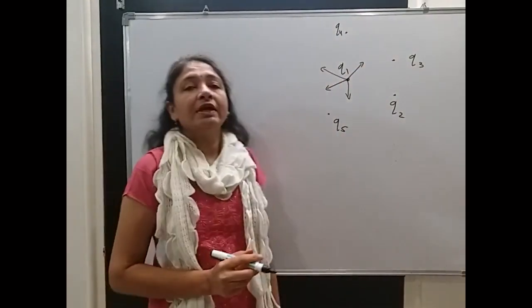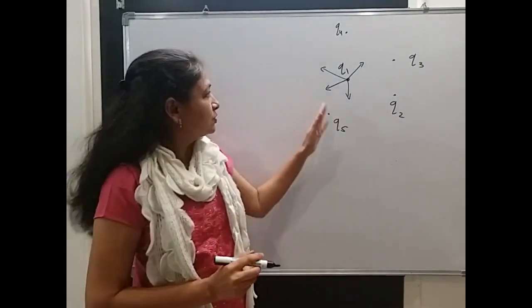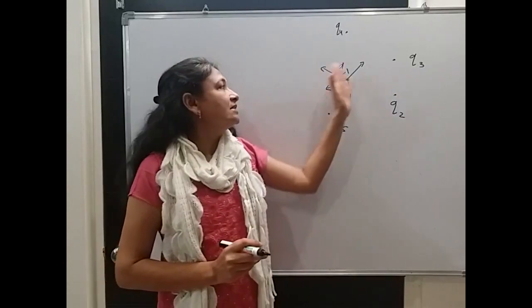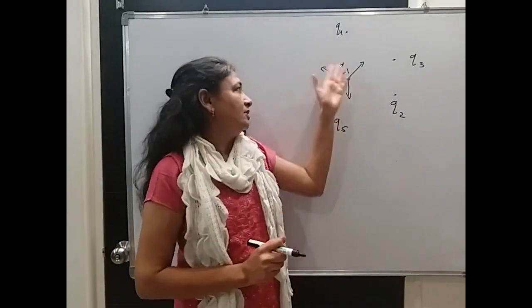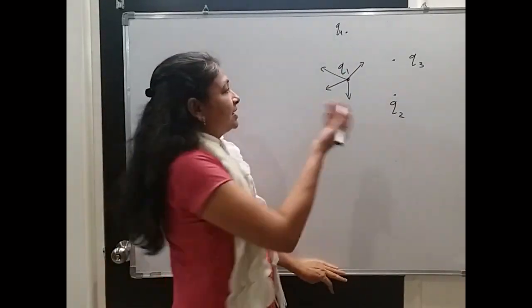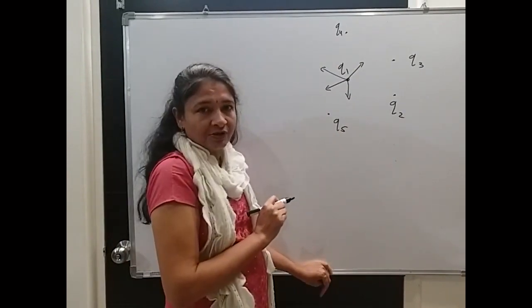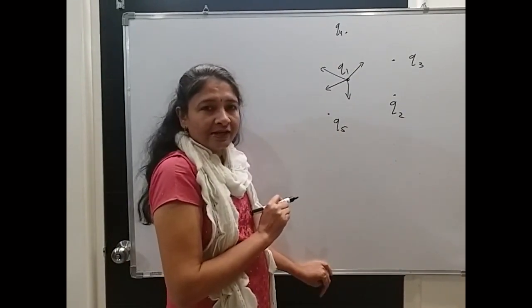Then what does Q1 have to do? Here four forces are acting on Q1. Then what is the net force on Q1? Q1 is in big trouble, not knowing what to do. So how can we find the net force? Do you have any idea?